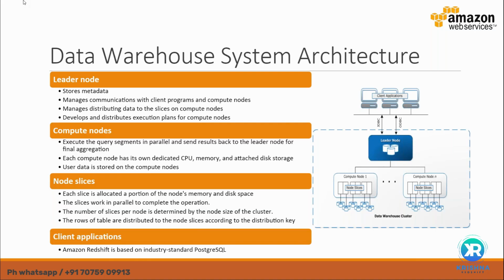You remember that. So you have 4 nodes. Each node has 2 slices. So total you have 8 slices. So if you have 80 records, then how many will each node get? Yeah. So now you understand how the data will be distributed.